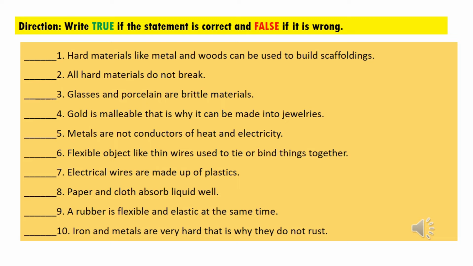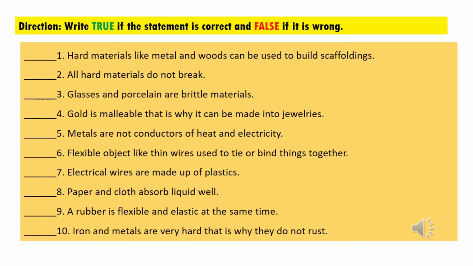Number 1. Hard materials like metal and woods can be used to build scaffoldings. Number 2. All hard materials do not break. Number 3. Glasses and porcelain are brittle materials. Number 4. Gold is malleable, that is why it can be made into jewelries. Number 5. Metals are not conductors of heat and electricity.